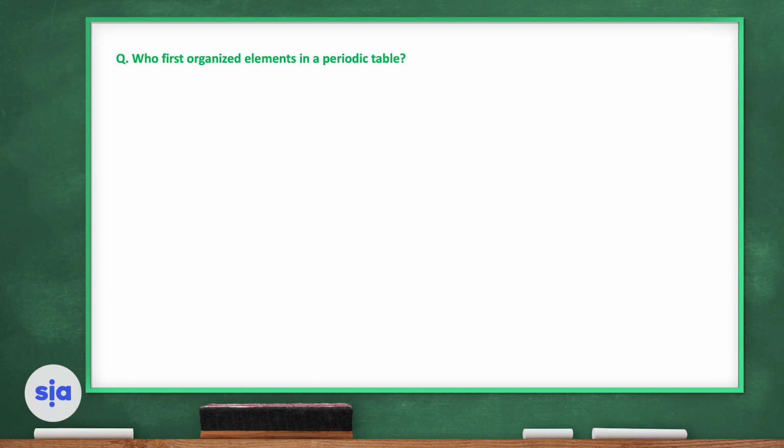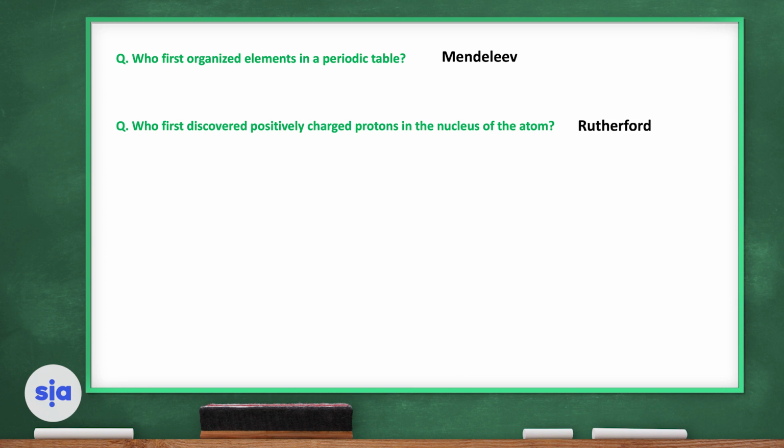Let's do some questions together. Who first organized elements in a periodic table? Who was the scientist with the first attempt to organize a periodic table? Of course, it's Mendeleev. It's Dmitry Mendeleev, a Russian scientist. Who first discovered positively charged protons in the nucleus of the atom? Yes, he is Rutherford. Who added the 0 group to Mendeleev's table? It's Moseley.